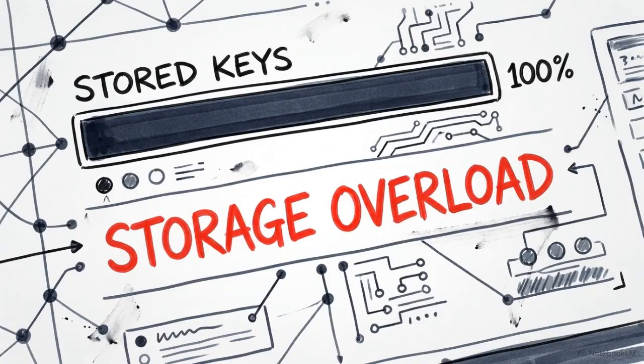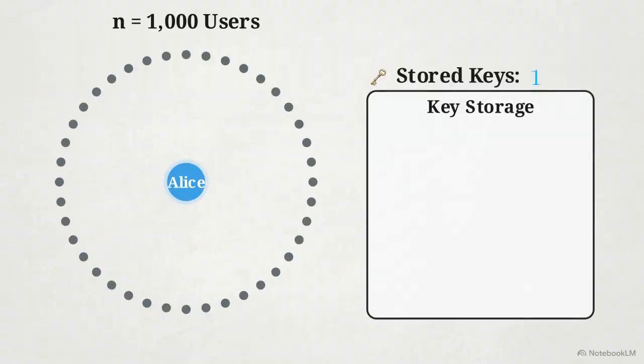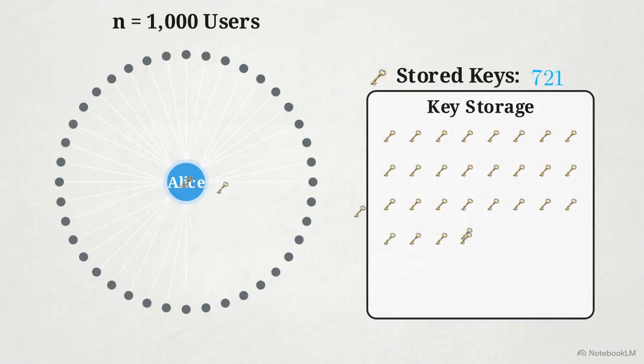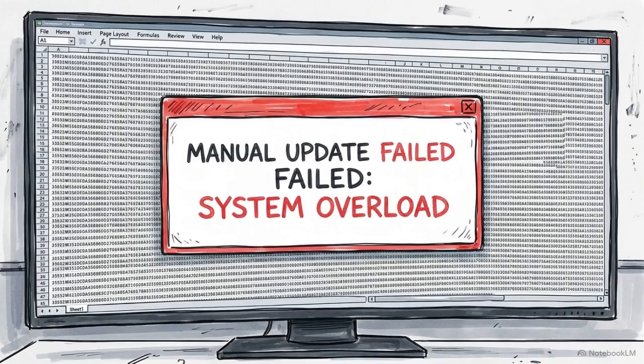This creates a massive storage and memory burden. Each individual user in a network of n users must securely store n-1 different keys. At internet scale, manually updating or revoking compromised keys across a network of this size is impossible.